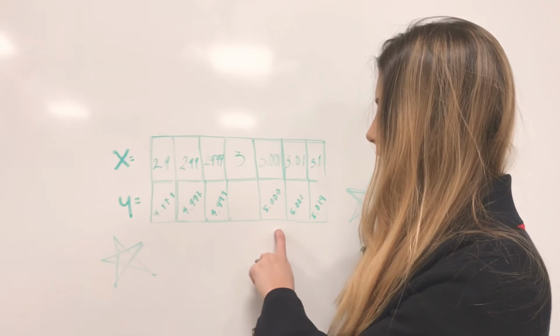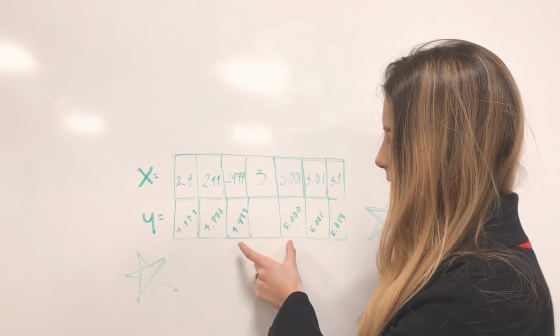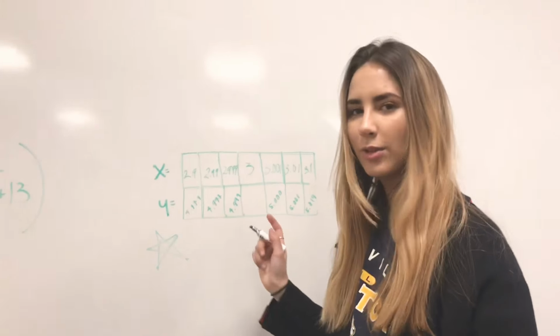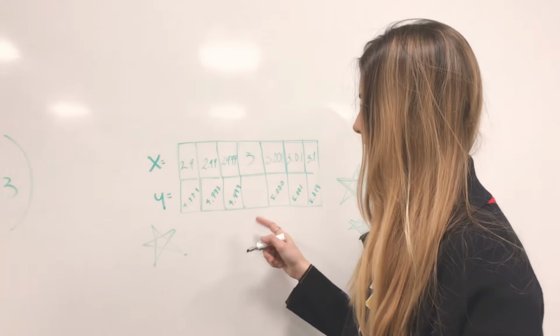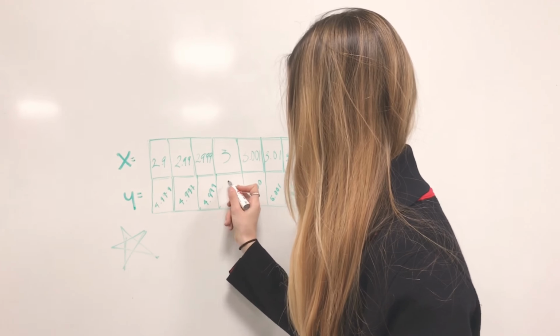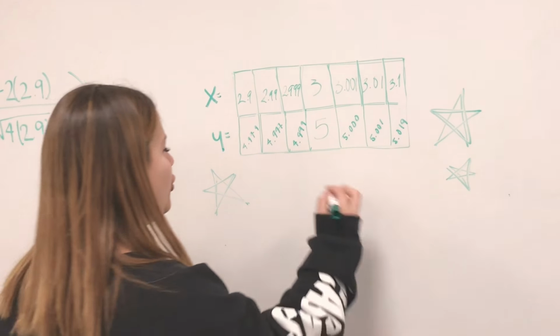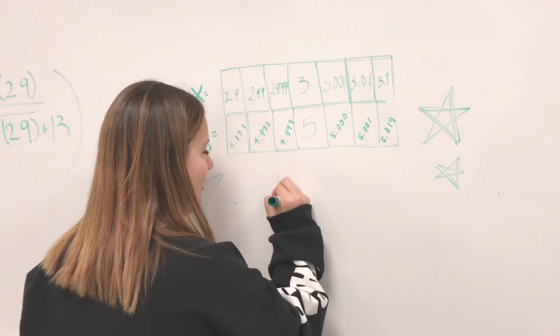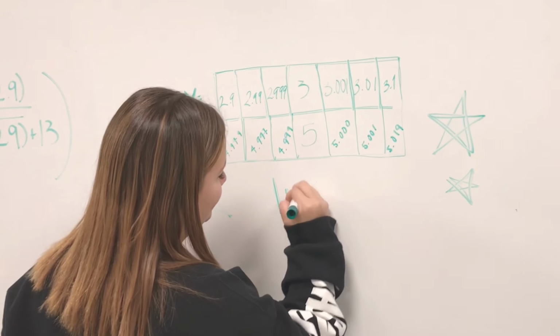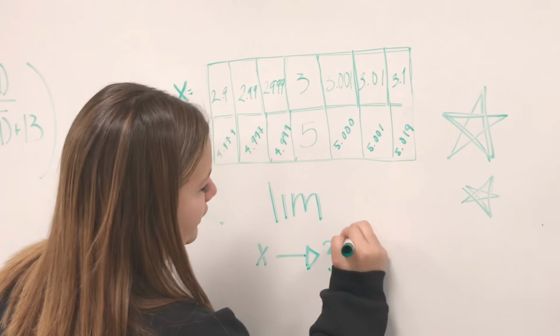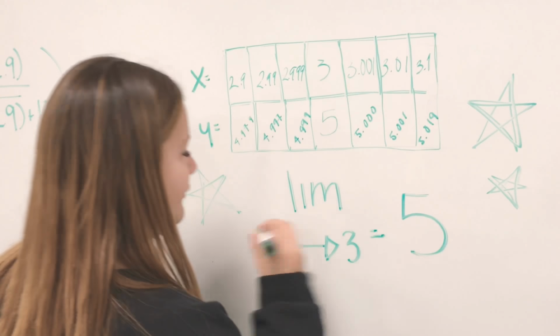Once we have our results, we can see that they're both approaching a certain number here, this number and this number. So in this case, the limit as x approaches 3 would be 5. The correct way to write this is limit of x approaching to 3 equals 5.